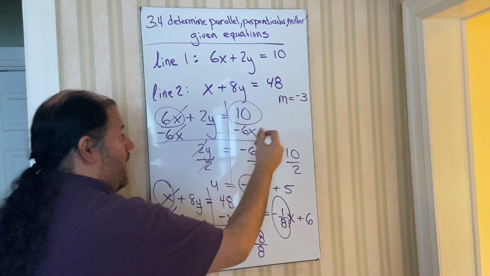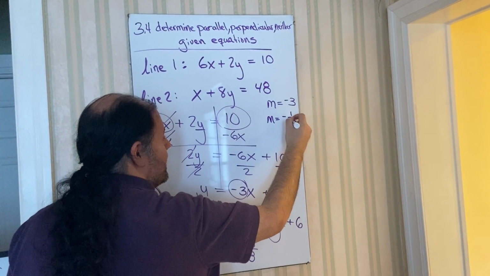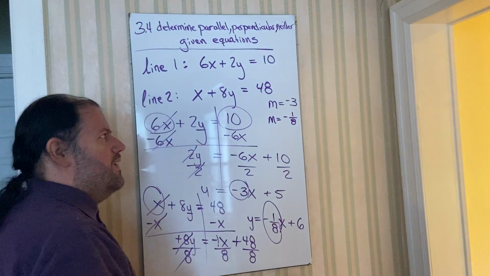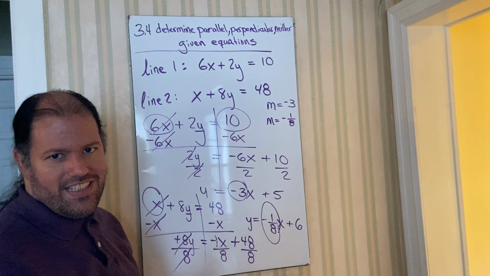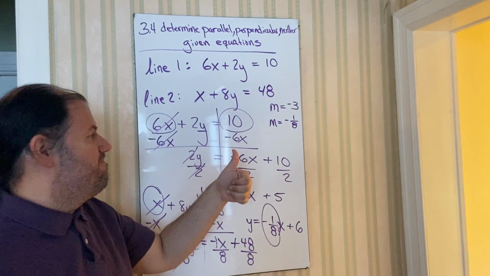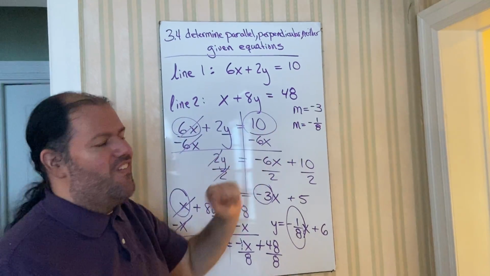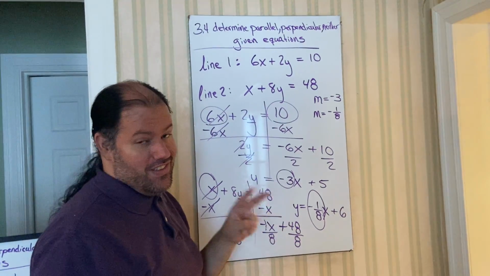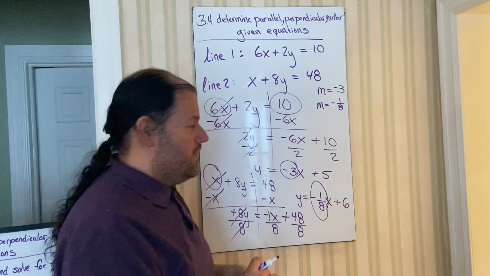So for our other equation, we found out the slope is negative 1/8. Negative 3 versus a negative 1/8. Okay, compare. Are they identical? Not at all. One's a fraction, one's a whole number. So right off the bat, not parallel. So you can multiply the two.